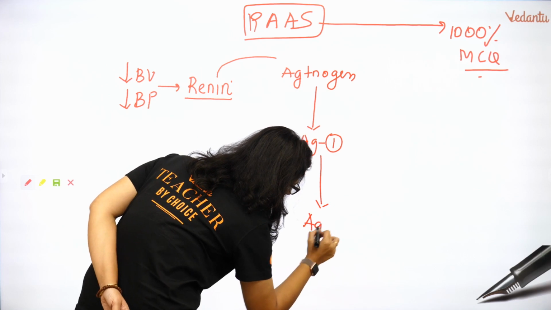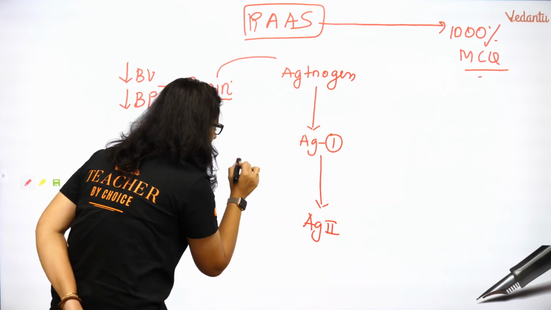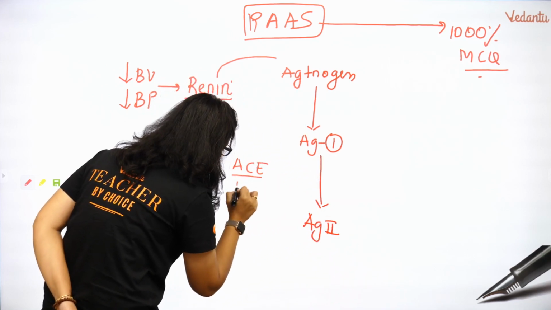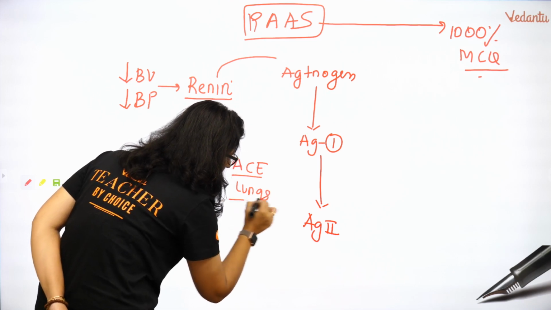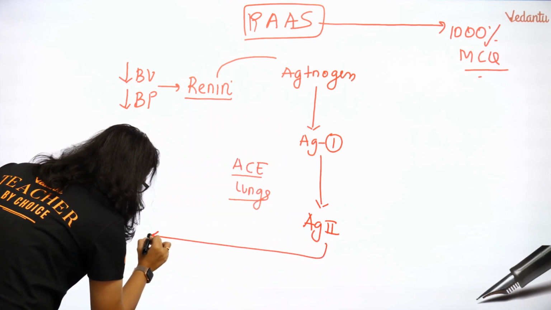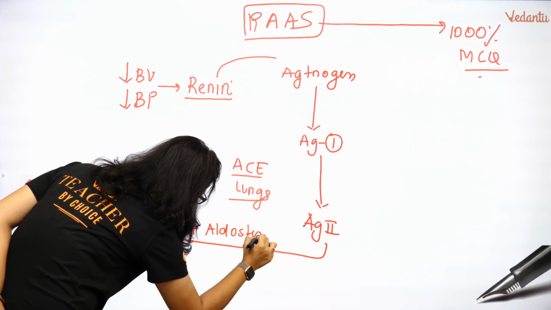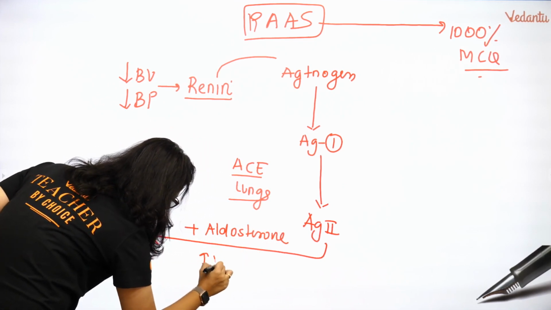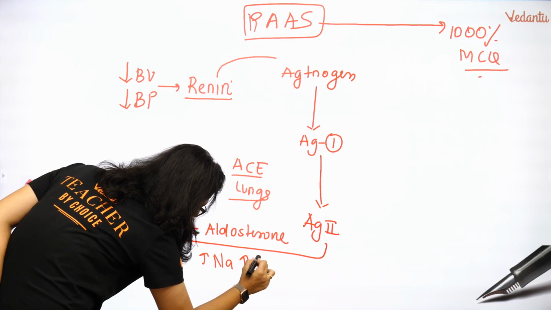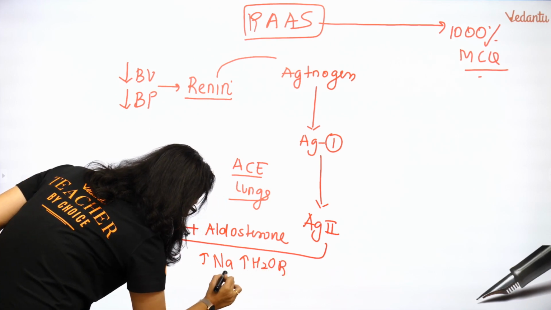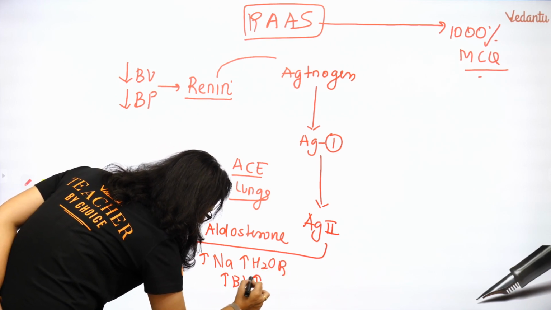Angiotensin 1 is converted to angiotensin 2 by angiotensin converting enzyme secreted by the lungs. The angiotensin 2 helps in secreting of aldosterone. Aldosterone increases sodium reabsorption, increases water reabsorption, increases blood volume, increases blood pressure.